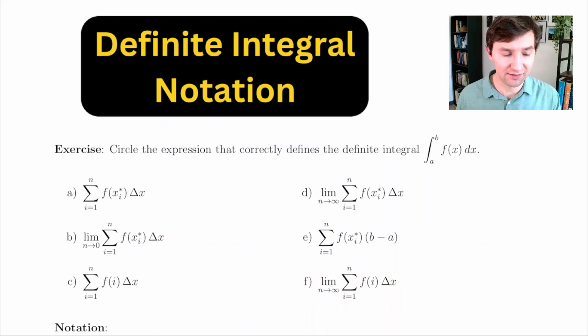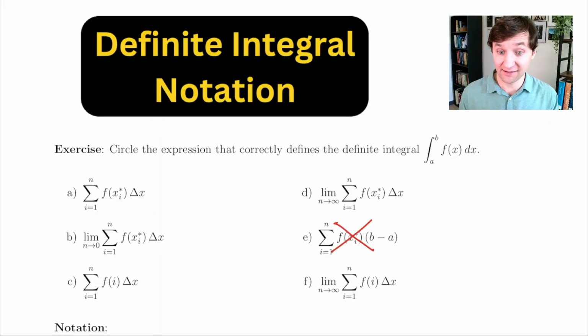I will solve this exercise by using the process of elimination and the meaning of the definite integral. The definite integral gives us the net area between the graph of the function f of x and the x-axis. To compute that area, we use approximating rectangles. Each approximating rectangle has a certain width. That width is given by delta x, which suggests that option E is not applicable here.